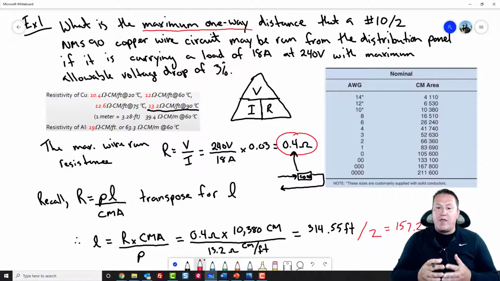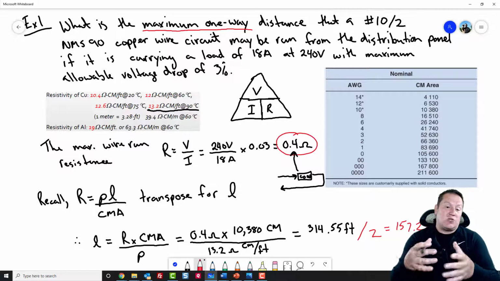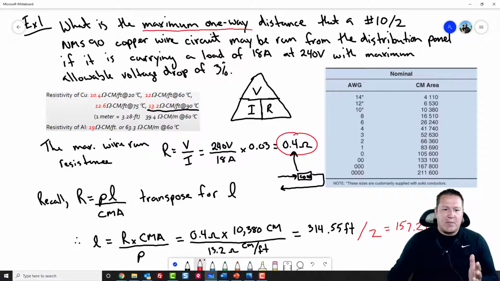We can run that conductor 157 feet, but of course there's many other things we have to consider here that these equations aren't going to factor in, like termination rating of conductors, or termination rating of devices, all that good stuff that we need to be cognizant of as well. But from a purely engineering perspective, we can answer it this way, right? Okay, that's not bad. That's not bad.